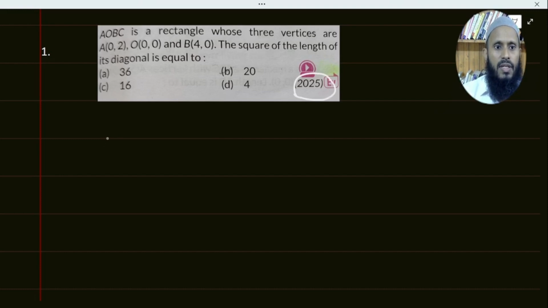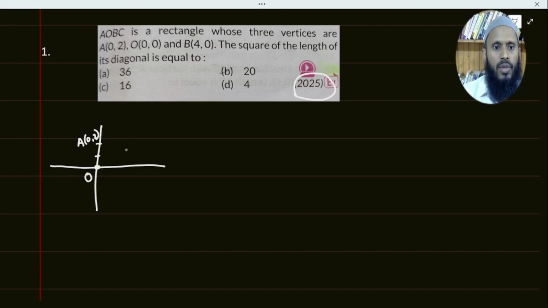First we'll try to plot these points to get an idea how this rectangle looks. A (0, 2) means its x coordinate is 0 and y coordinate is 2, so it should be a point on the y axis. So this is A (0, 2). Now O (0, 0) is nothing but the origin itself. I'll mark the origin here. This is the point O.